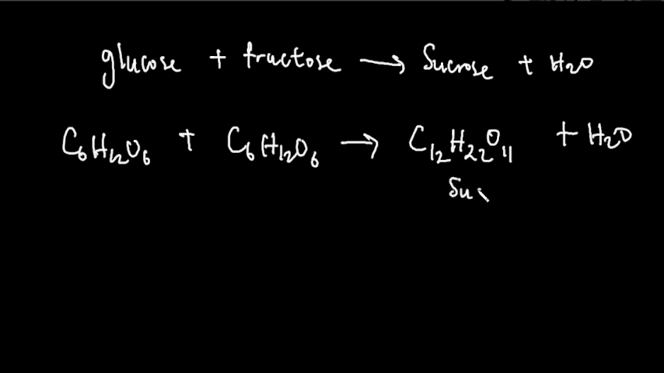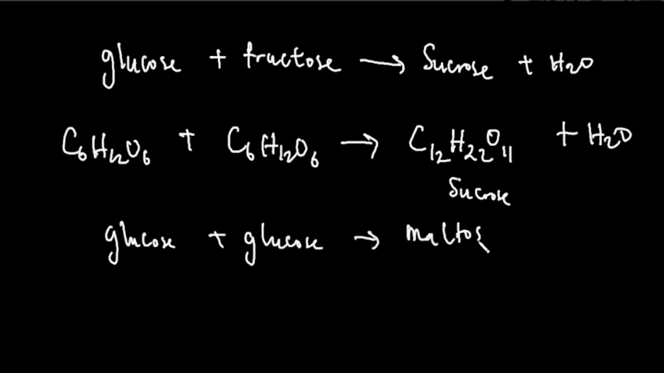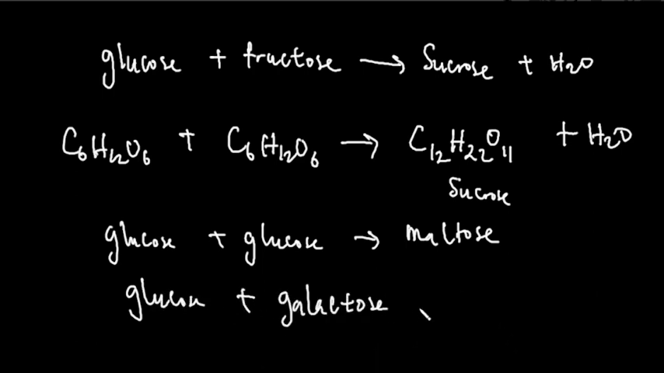Your disaccharides basically have similar chemical formulas, just as your monosaccharides, hexose sugars specifically. So if glucose reacts with fructose, it gives sucrose. If glucose reacts with glucose, it gives maltose. If glucose reacts with galactose, it gives lactose, which is your milk sugar.